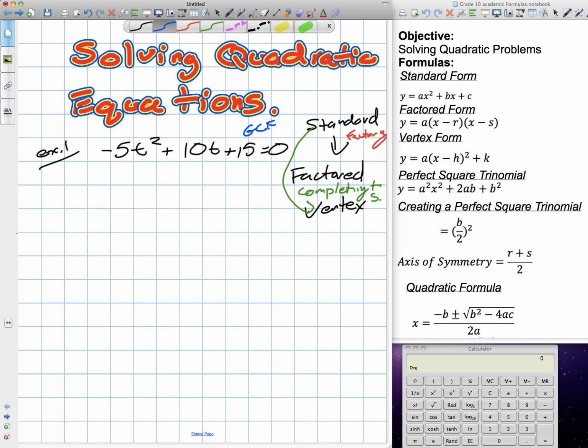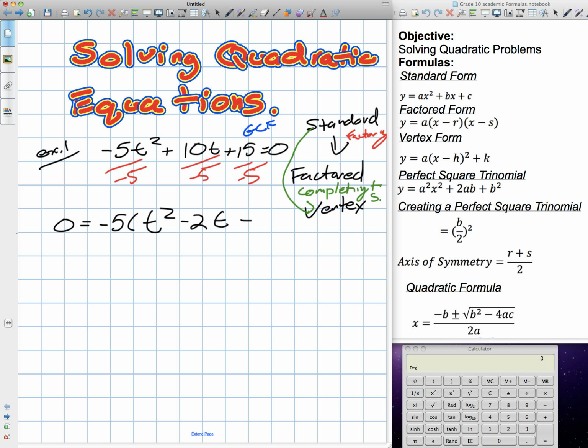So, we're going to pull -5 out of each of the terms. So, 0 is equal to, the 0 is just over here, -5 outside of the brackets, t squared minus 2t minus 3. Now we're just going to focus on the brackets themselves. We're going to factor what's inside of the brackets. Factors of the first term are 1t, 1t. Factors of the last term are 3 and 1. And we know they need to add up to -2.